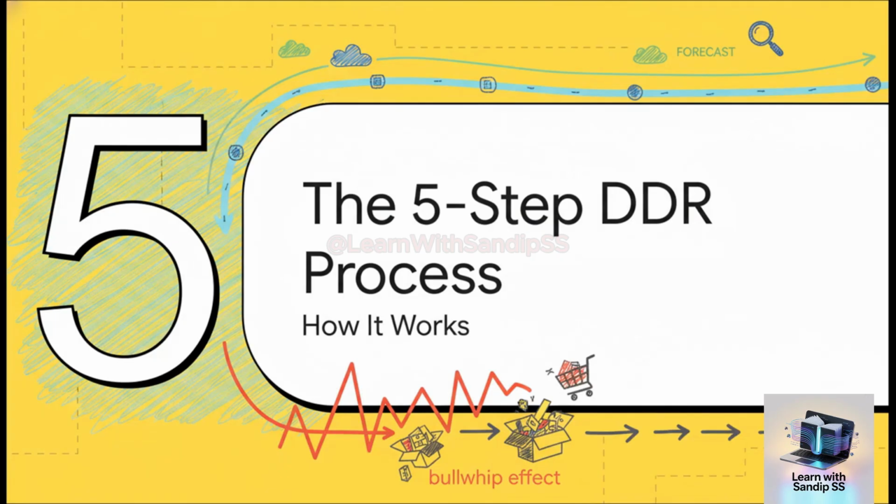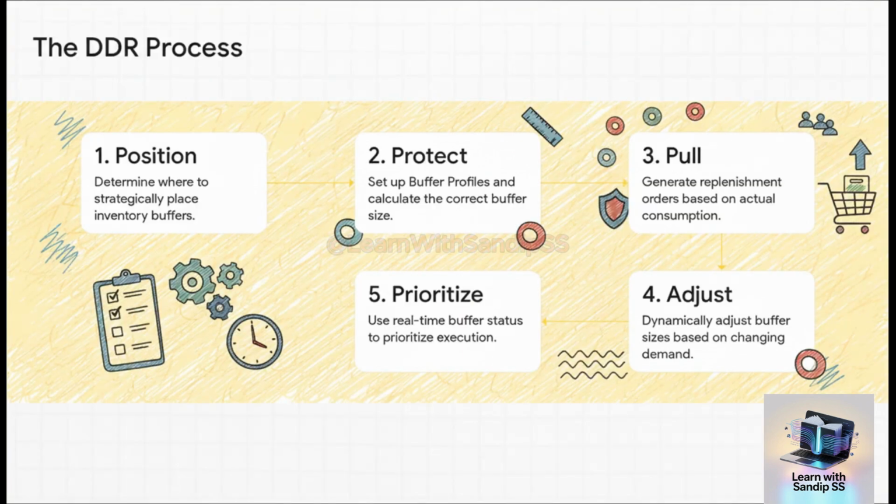So, what does this actually look like in practice? How do you run this day to day? Well, the entire process is broken down into 5 clear, logical steps. And here they are. This is the rhythm of demand-driven planning. 1. Position. You figure out the smartest places to put those buffers. 2. Protect. You calculate exactly how big those buffers need to be.